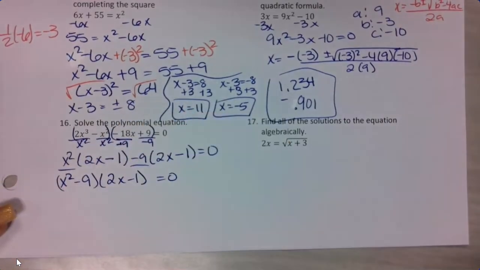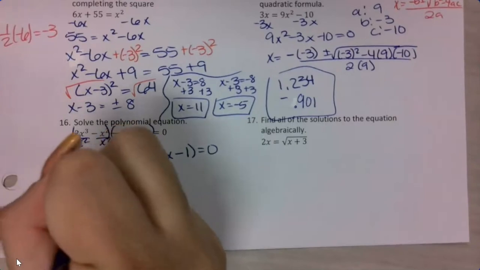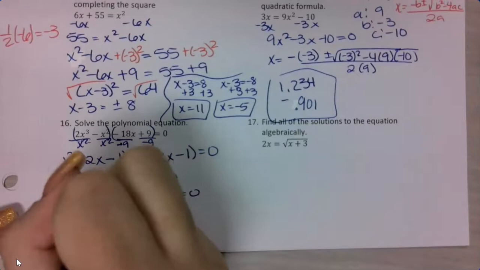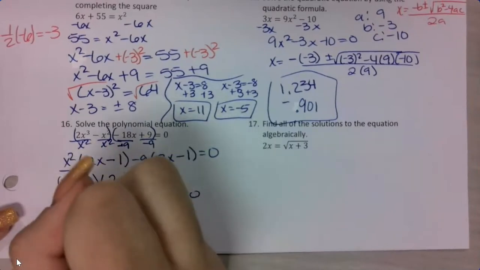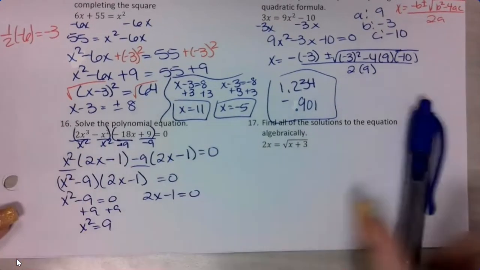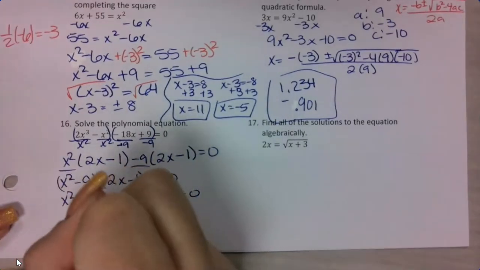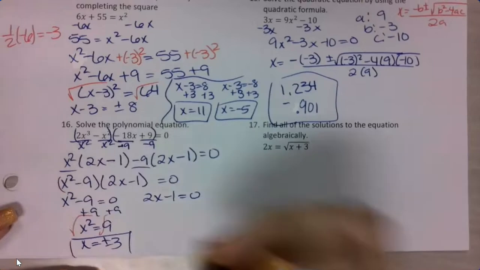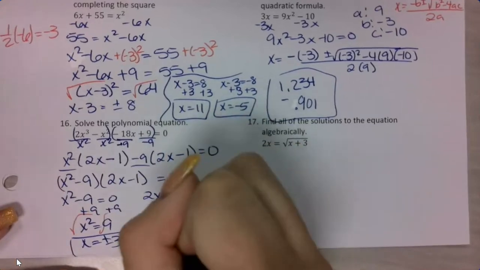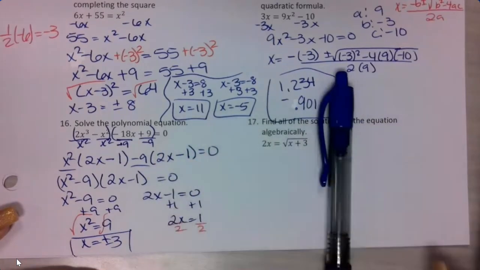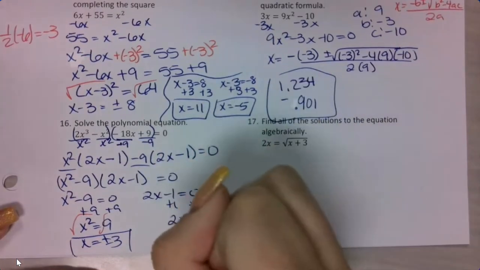Then I can go ahead and take each of my factors and set equal to 0. The first one, I can add 9 to both sides. I get x squared equals 9. I can take the square root. This is going to give me plus and minus 3. On the second one, I add 1 to both sides. I get 2x equals 1. I want to go ahead and divide both sides by 2. This gets me x equals 1/2.